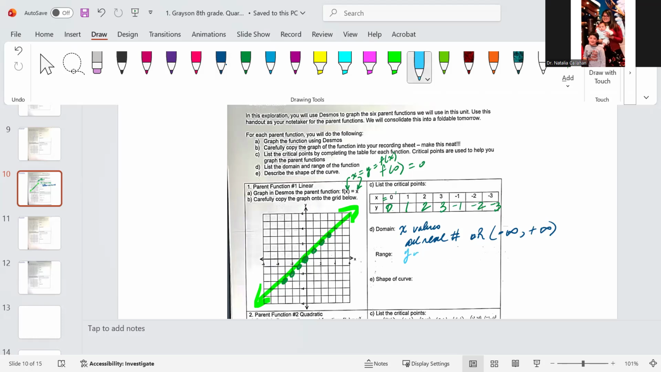Range. What values are the range? 0 or negative infinity to positive infinity. Yeah, or all real numbers. So negative infinity to positive infinity. Okay. Shape of curve. Well, this is just a what? Linear function. Right?